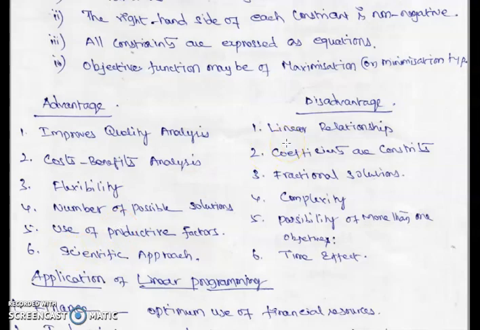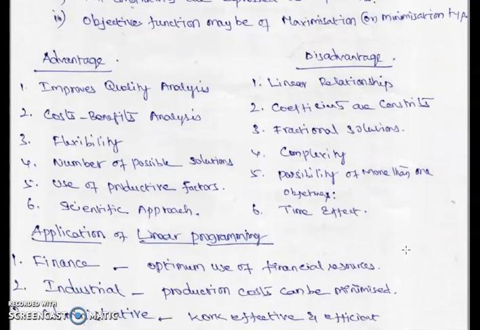Disadvantages of linear programming: first, it assumes a linear relationship in the objective function and constraints. Second is the coefficients of constraints. Third is fractional solutions. Fourth, linear programming problems can have high complexity. Fifth is the possibility of more than one objective. And sixth is time effectiveness.